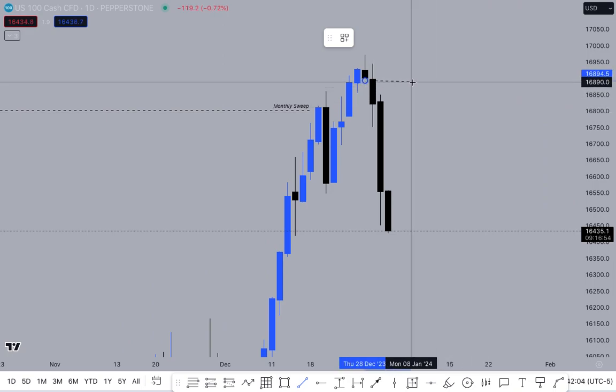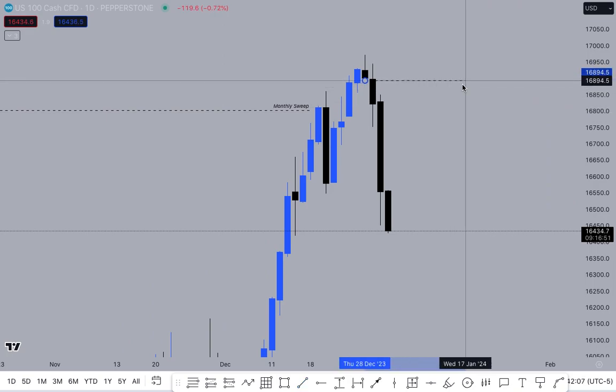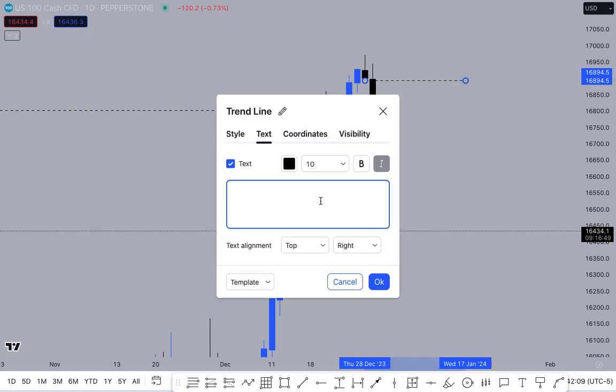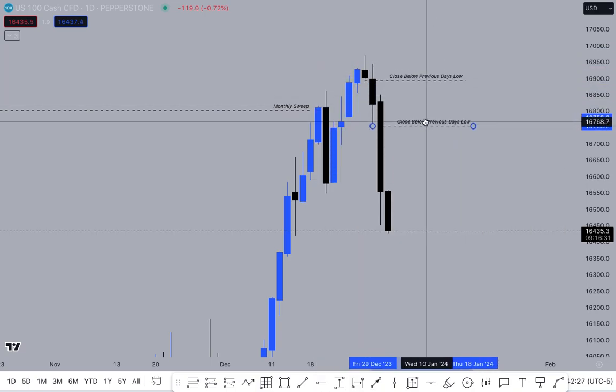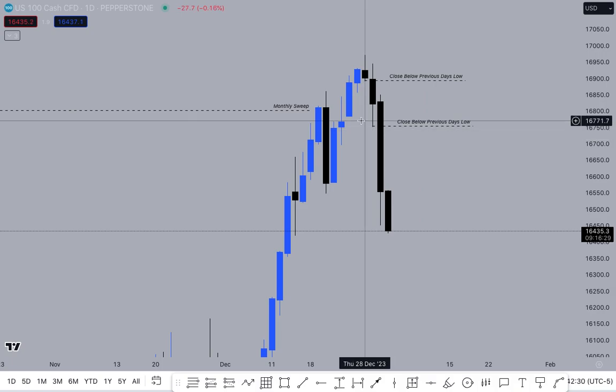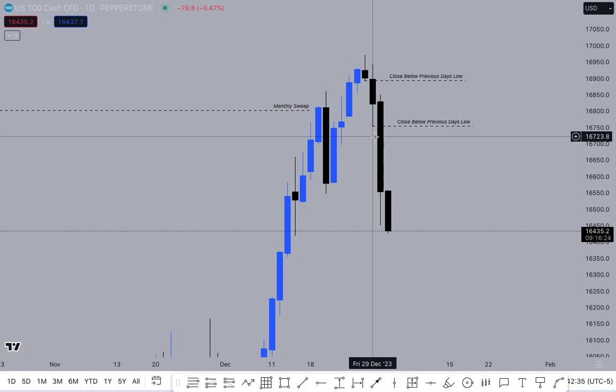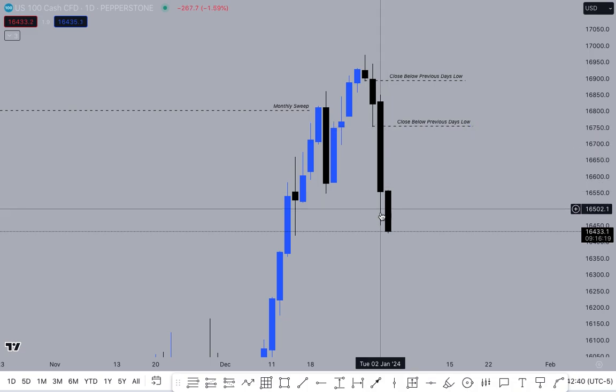What do we see here? Now we see a close below the previous day's low wick, okay, which means we're expecting the next day to be bearish. So we've got a close below the previous day's low. Okay, what do we see the next day? So that was last Thursday. So Friday we had a bearish day. Coming into this week, we didn't have Monday because it was bank holiday. Then we got Tuesday. We closed extremely bearish to the downside.